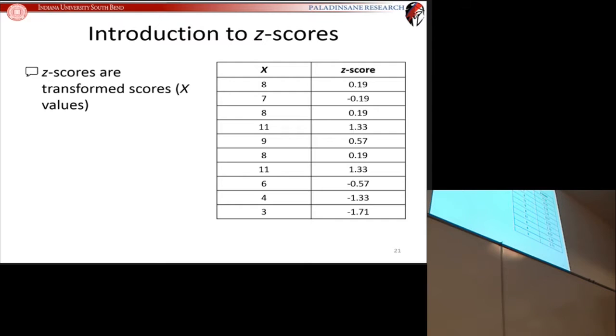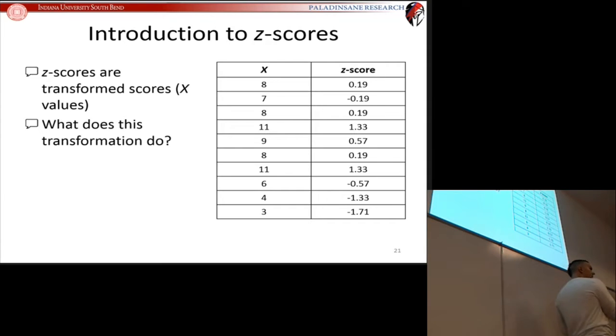And as you'll see here, this raw score of 8 transformed into a Z-score of 0.19. This raw score of 8 also transformed into a Z-score of 0.19. This raw score of 9 transformed into a Z-score of 0.57, 4 transformed into minus 1.33. So every single score transforms into a very specific Z-score.